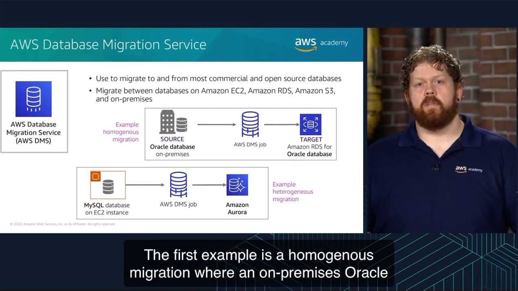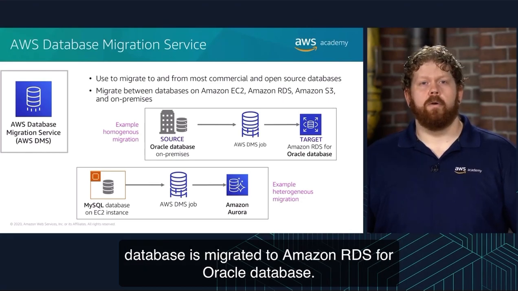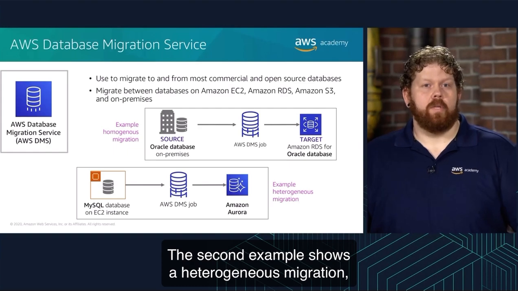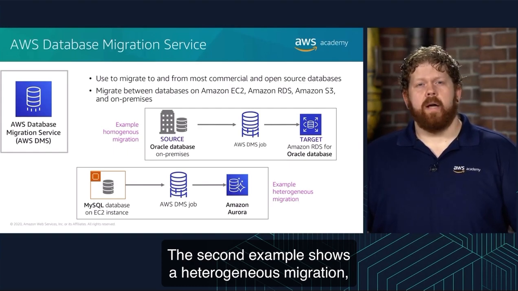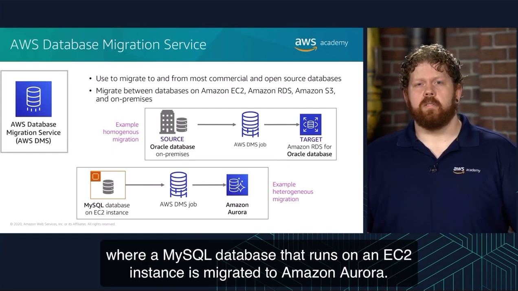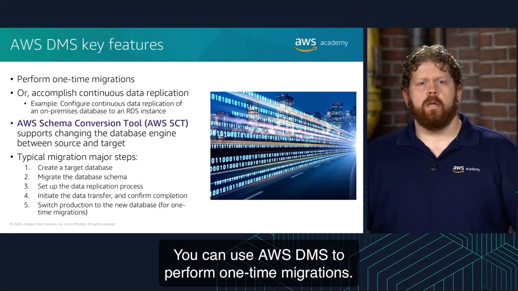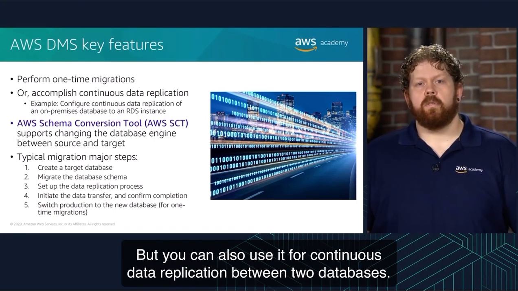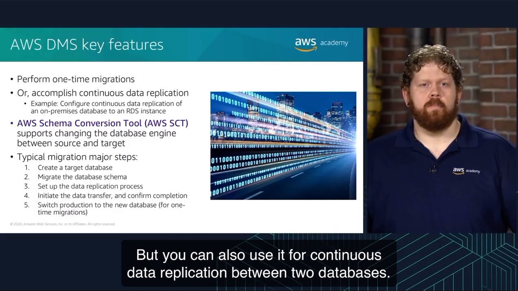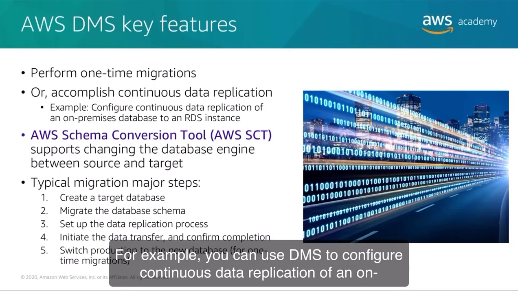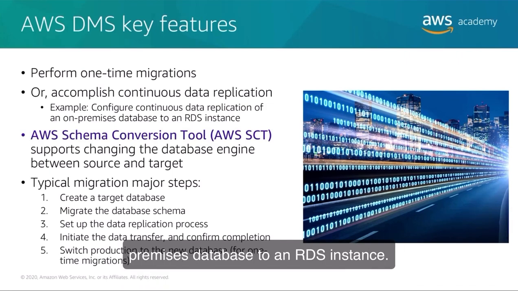The first example is a homogeneous migration, where an on-premises Oracle database is migrated to an Amazon RDS for Oracle database. The second example shows a heterogeneous migration, where a MySQL database that runs on an EC2 instance is migrated to Amazon Aurora. You can use AWS DMS to perform one-time migrations, but you can also use it for continuous data replication between two databases. For example, you can use DMS to configure continuous data replication of an on-premises database to an RDS instance.